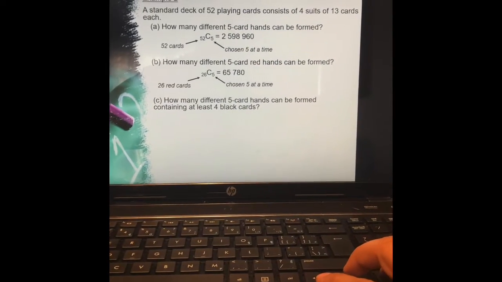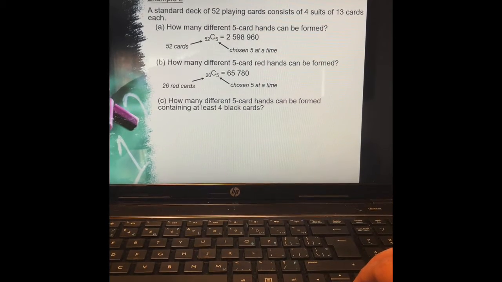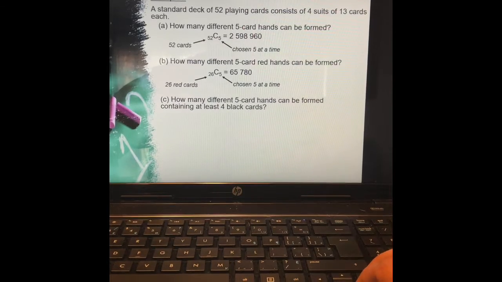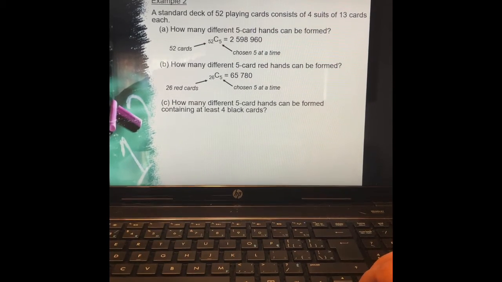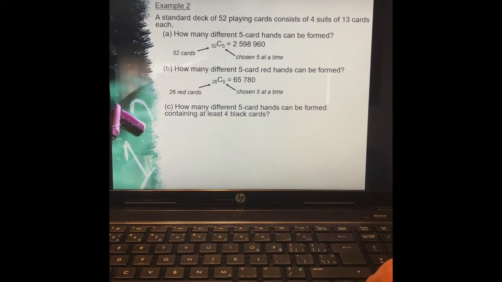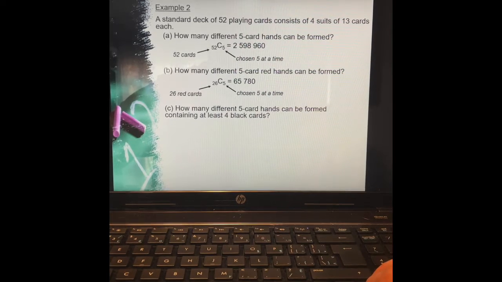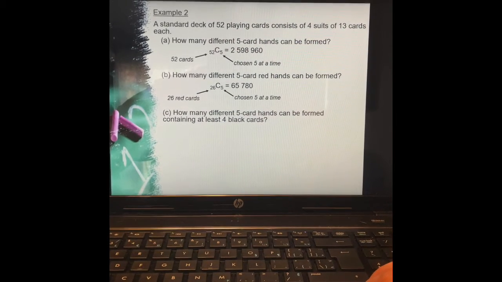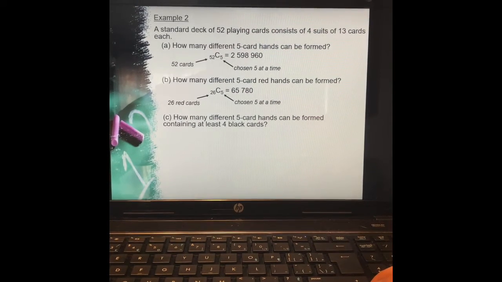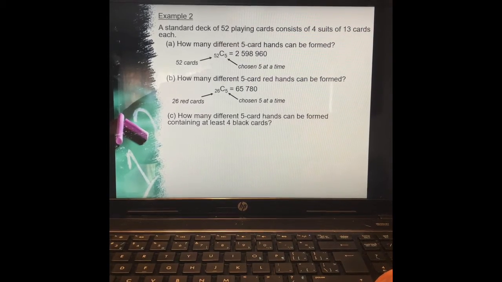Okay, so with the 4 black cards, you have 26 black cards in the deck. Choose 4 of them, times 26 red cards in the deck, choose 1 of them. The reason you multiply is because it's an "and" situation. You need 4 black cards and a red card. Anytime in this course you have the word "and" involved, you multiply. Anytime you have the word "or" involved, you add.